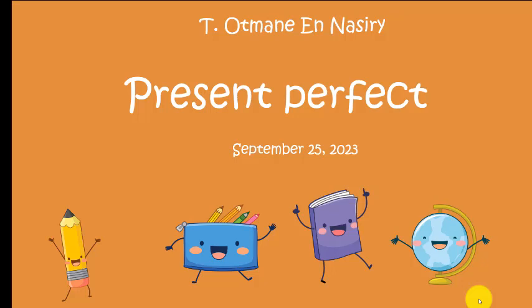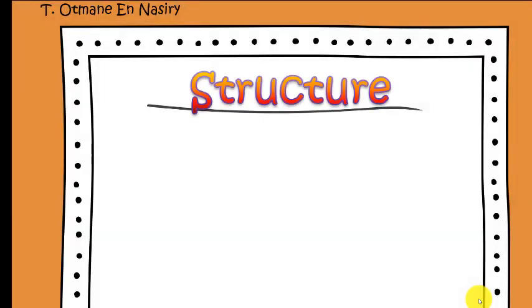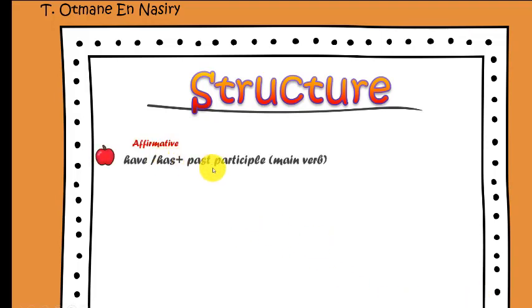So today's video is about the present perfect. Let us first start with the structure or revision of the structure. So first, for the affirmative, we use have or has plus the past participle of the main verb. Has we use it with singular subjects, and have we use it with I or plural subjects, for example. I have, you have, we have, they have. Then for has, she has, it has, or he has.